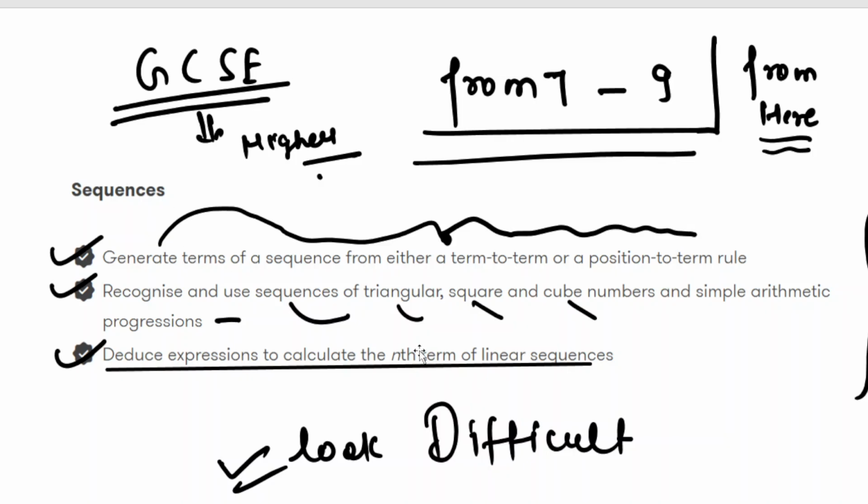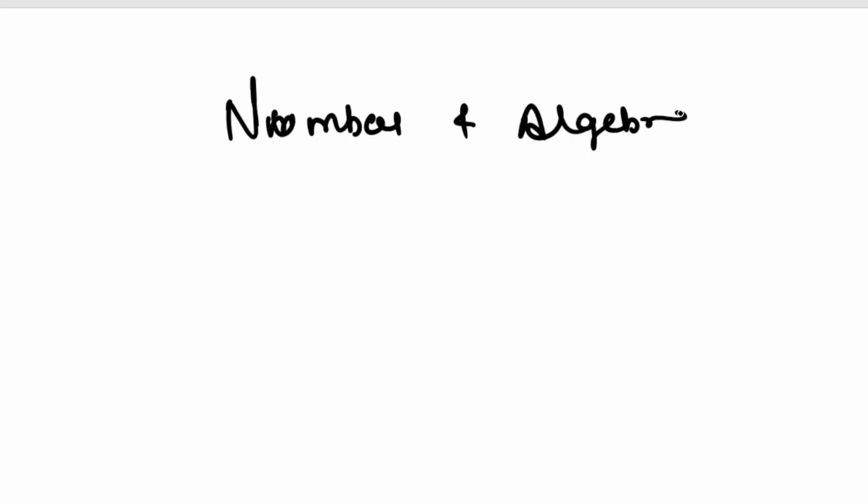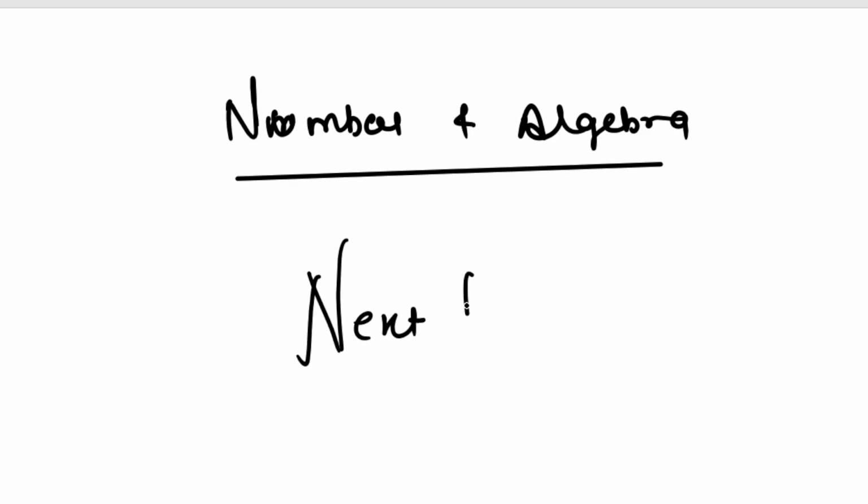So, in this video, we talked about number and algebra. How many are left? We are left with ratio, proportion, and rates of change, geometry, probability and statistics, about which I will tell you in the next video.